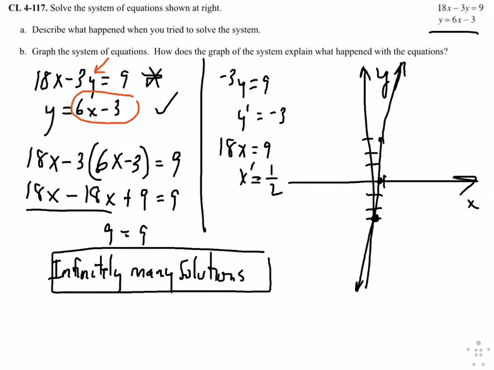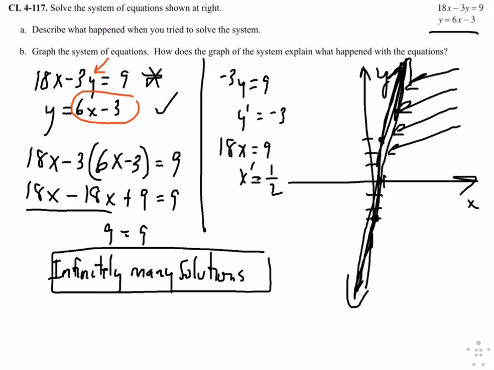And if we graph it, we get the same line right over top of each other. Whoops. Okay, you get the idea. Same line. And we knew that was going to happen because we got infinitely many solutions. So how does the graph explain what happened? Well, every single point on this line, everywhere on that line, is a solution. So there's infinitely many solutions.